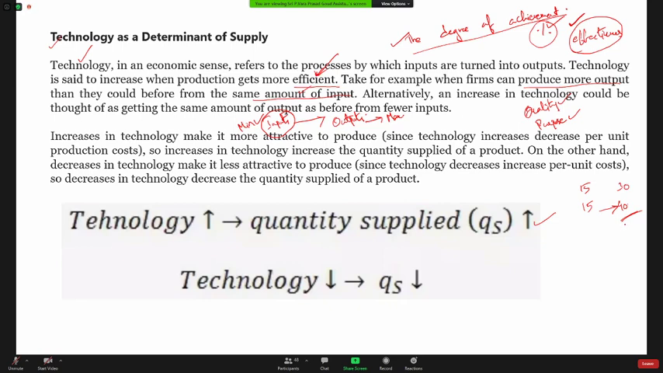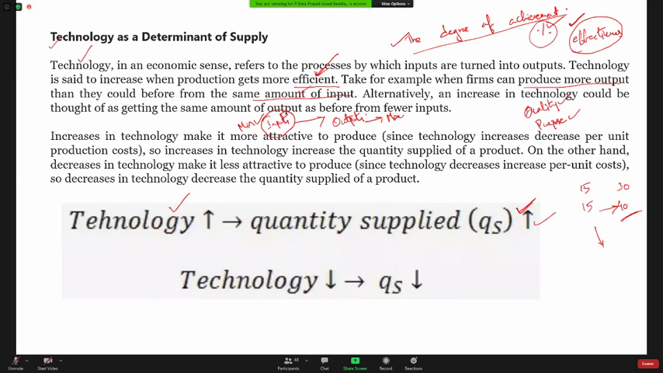When efficiency increases with technology, the quantity supplied, the quantity the seller is willing to sell, will also increase. Why? Because his costs will come down. As his costs are coming down, he can enjoy higher returns, so he is willing to sell more. So the more advancements in technology, the more will be the quantity supplied. The very best example here is the green revolution.